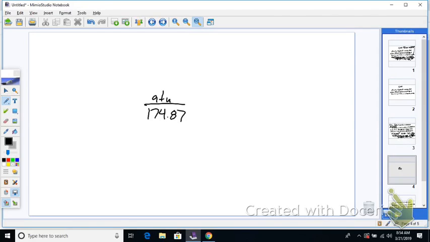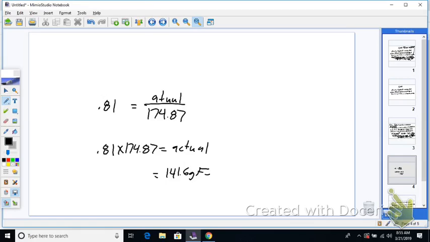So what I'm going to do is make this the decimal form, so 0.81 equals that, and I take out the 100. I divide both sides by 100. So 81% divided by 100 is 0.81. Then 0.81 times 174.87 gives me my actual. So the answer is 141.6 grams of iron.